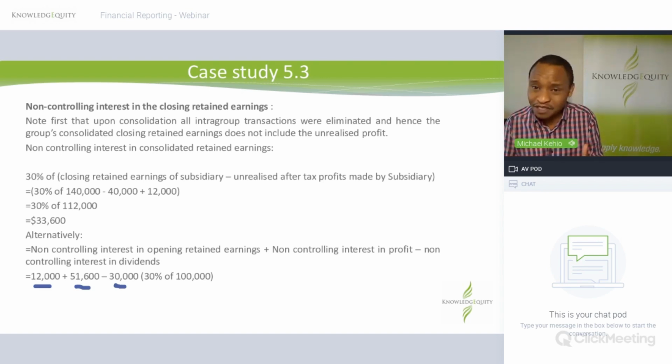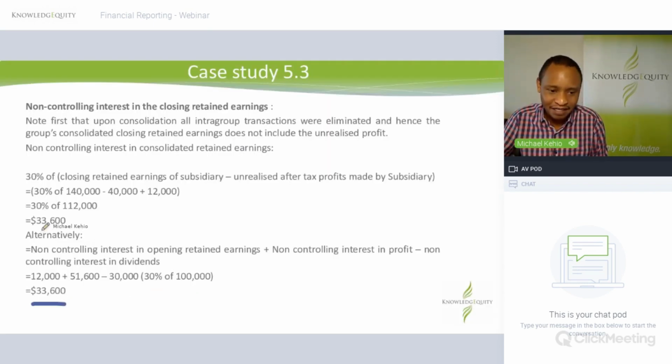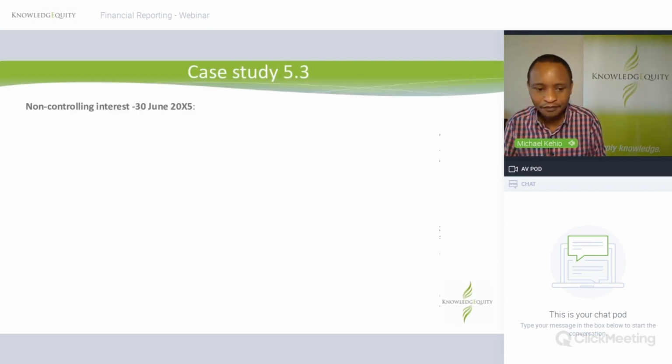Now, sometimes you might find that there are no dividends being paid out, and that's fine. That means that you don't need to adjust for dividends. But if you realize that the subsidiary declared dividends, then that needs to be adjusted. And in this case, they did, and so that is why we are adjusting. And so when you adjust, you can see we arrive at the same figure.